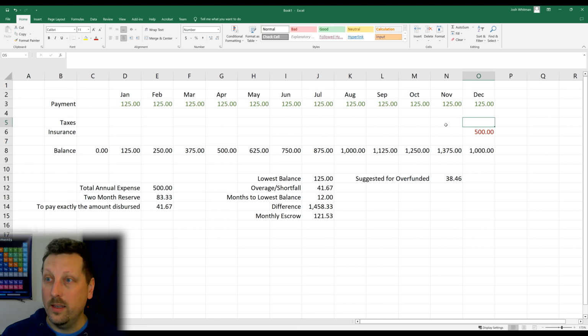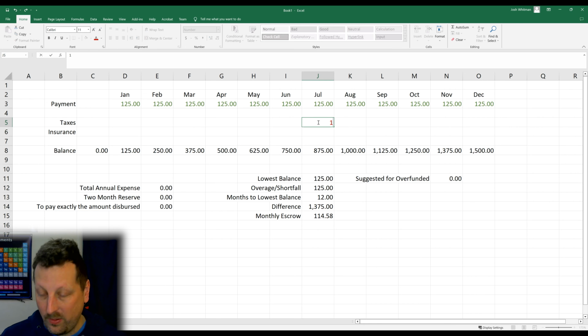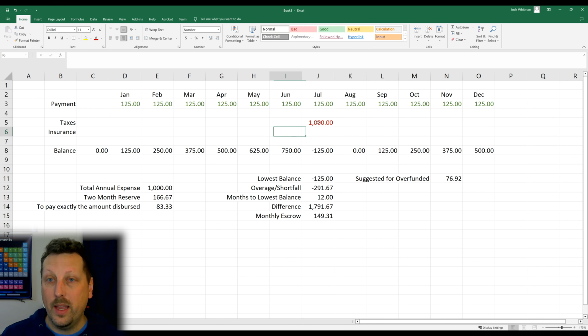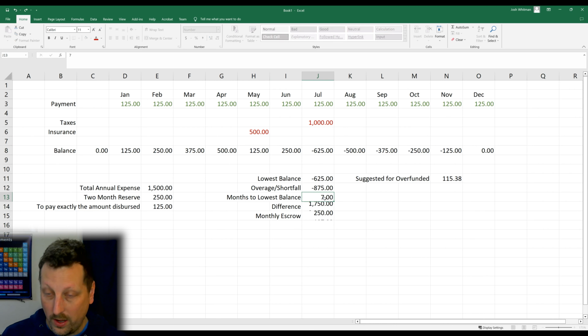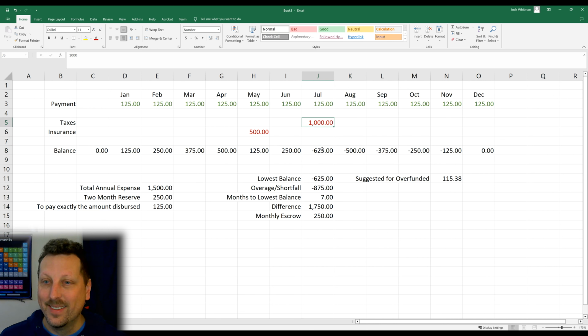But what happens when you pay the money sooner in the year? Let's say property taxes are due in July and the insurance premium is due in May. Okay, so now our lowest balance here is in July, which is the 7th month. And that gives us, we're actually negative. If we're only collecting $125 by the time we hit July, there's $625 negative after we pay the taxes. We've basically made a free loan to the borrower for $625 where we collect no interest until we eventually get that money paid back to us.